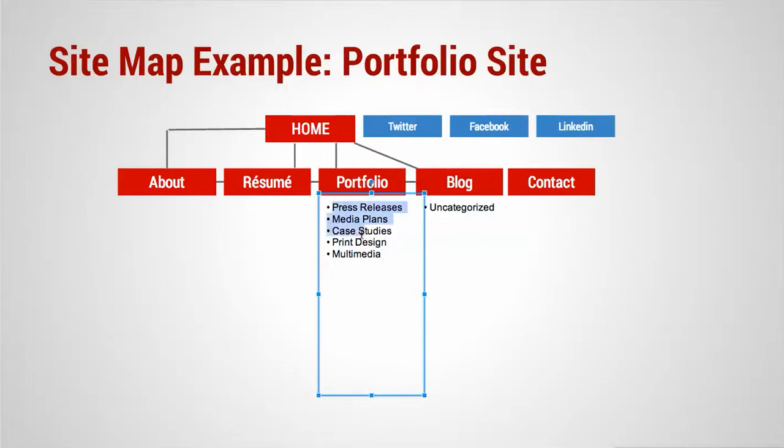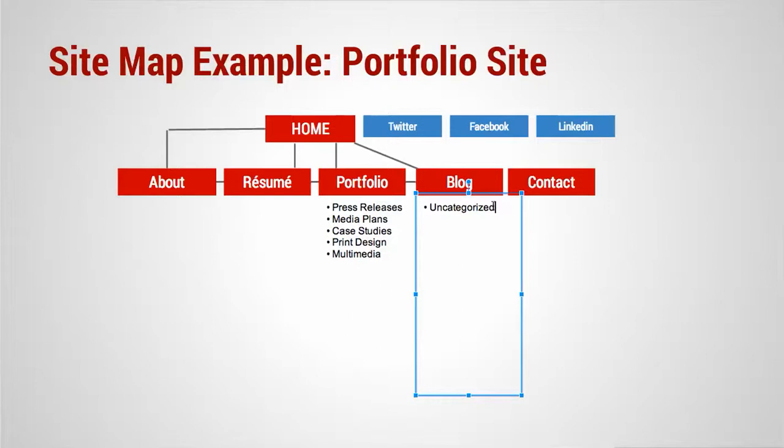So portfolio, these are the different categories on the portfolio. For the blog, the only category is uncategorized because I didn't have you make categories. If you're going to keep your portfolio site, you might want to do something like thoughts on PR, social media, critiques. I mean, you can come up with categories, but you would make more categories if you wanted to keep that blog.